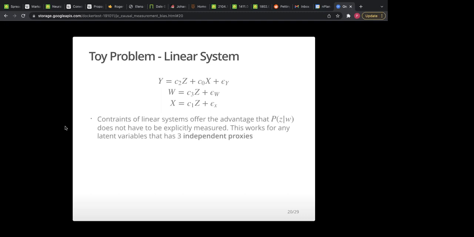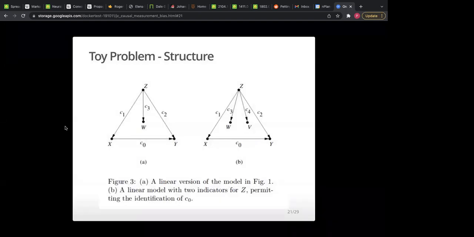Putting it into a linear system actually makes it somewhat easier, because we can solve it directly without having to have the calibration technique. So we don't necessarily have to calibrate, as long as we have 3 independent proxies. If we had the case on the right-hand side where Z, it's still a linear problem. So all I said here still applies.